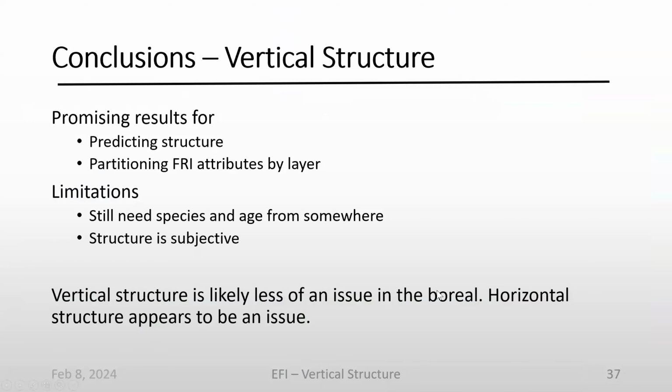So we thought our results were promising for predicting structure and partitioning attributes by structure, but we still need species and age from somewhere, and we haven't got that. So ideally in the workflow, we would provide the photo interpreter with the structure raster and get them to look at the polygon, and taking that structure raster, assign a vertical structure code to the polygon, and then if it's two-tiered, they would know they have to provide species and age by layer.